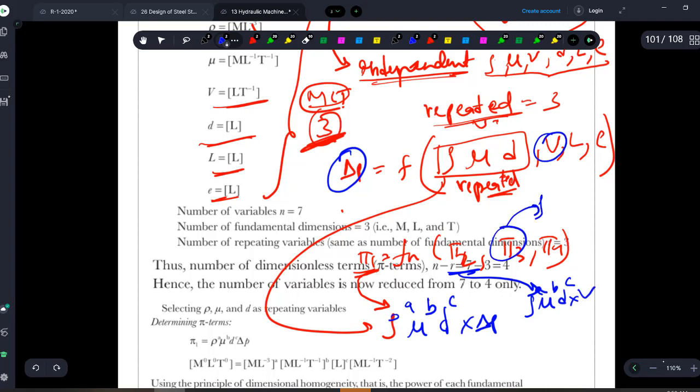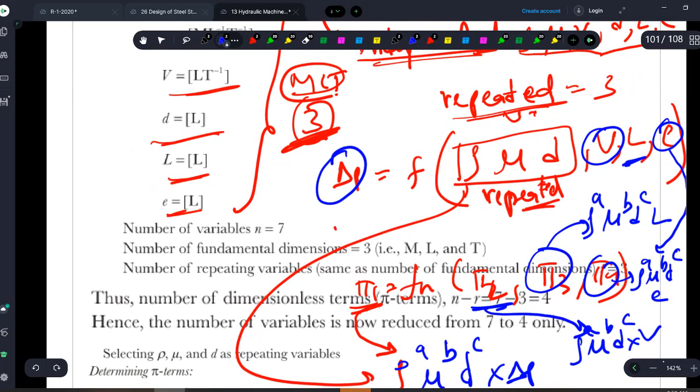And pi 3 will be rho to the power of a, mu to the power of b, d to the power of c into l. Okay, next, let me write pi 4 also. What will pi 4 be? Rho to the power of a, mu to the power of b, d to the power of c into u. So these are my 4 pi terms, the non-dimensional terms.